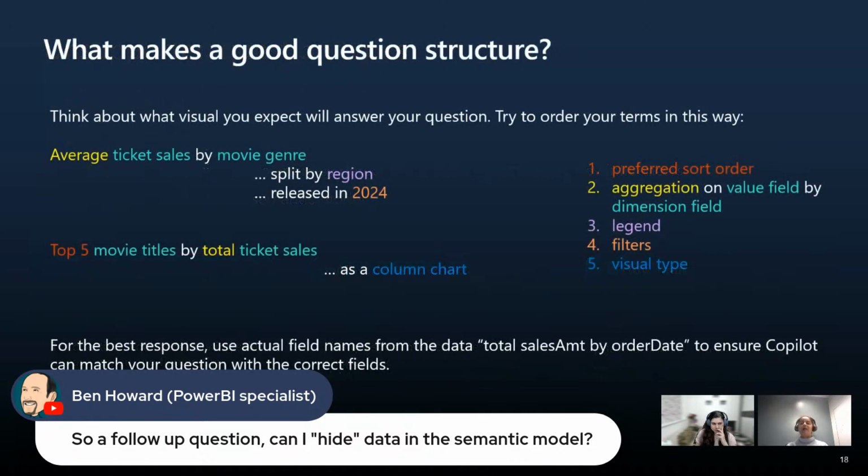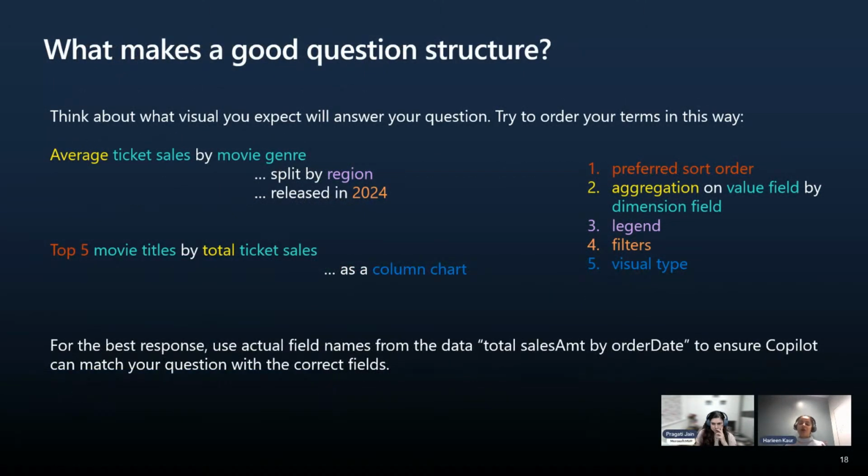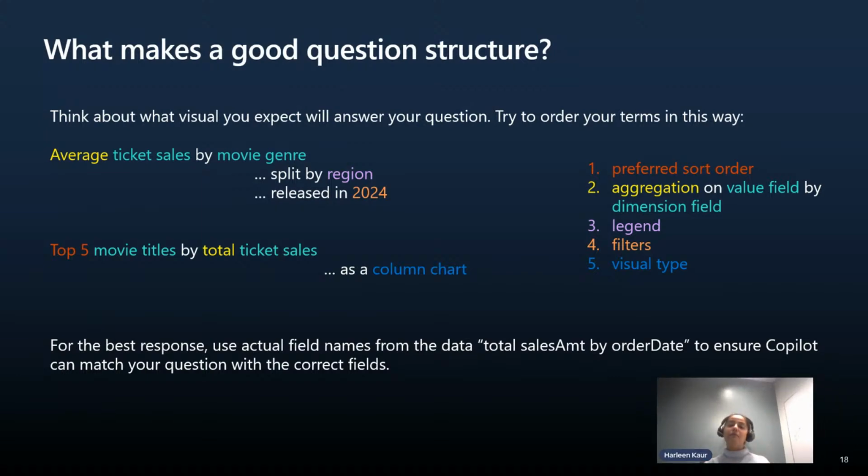So, yeah, here are a few tips on how to structure a good question to help you maximize your Copilot output. We recommend that you think about what visual you expect will answer your question. And then you should try ordering your items in a way where you first start with the preferred sort order that you want your visual or your data to be sorted in, then aggregation on value field by dimension field, followed by the legend, then the filters, and then what type of visual you want Copilot to generate.